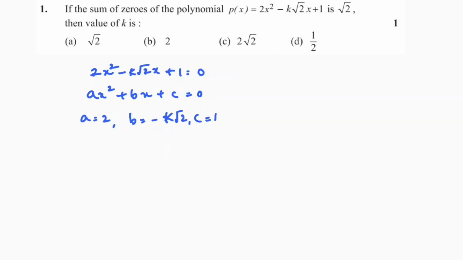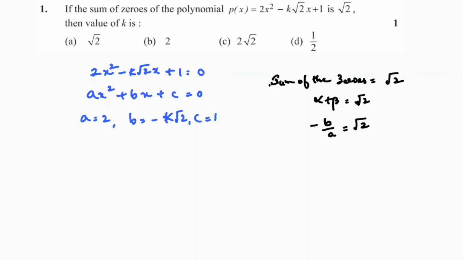Now, in the question it is given very clearly the sum of the zeros is root 2. Means alpha plus beta is root 2. Alpha plus beta is minus b by a, equals root 2. The b value here is minus k root 2. So, minus of minus k root 2 by a, which is 2, equals root 2.